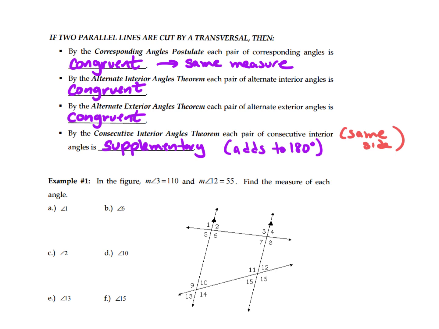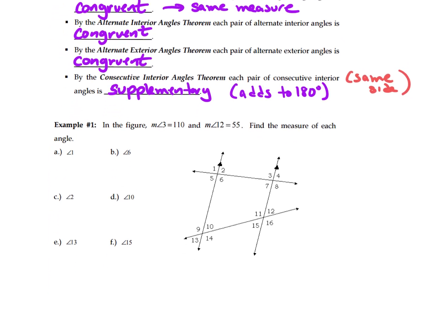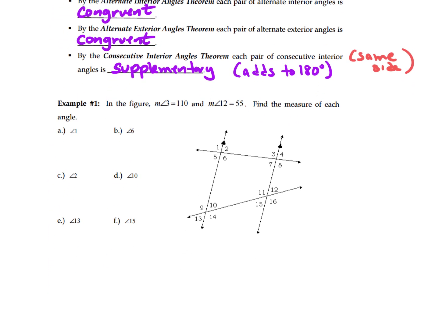So the most important thing here is you have to have a set of parallel lines. If you have a set of parallel lines, then all these things apply. So let's look at an example of how this works. So in this example, measure of angle 3 is 110. So that's fine. So this is 110 degrees. And angle 12 is 55.